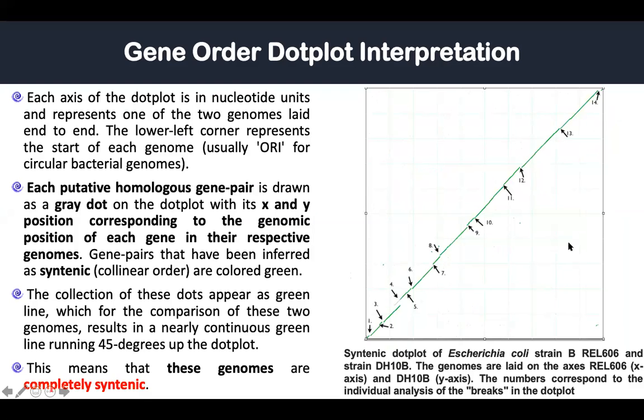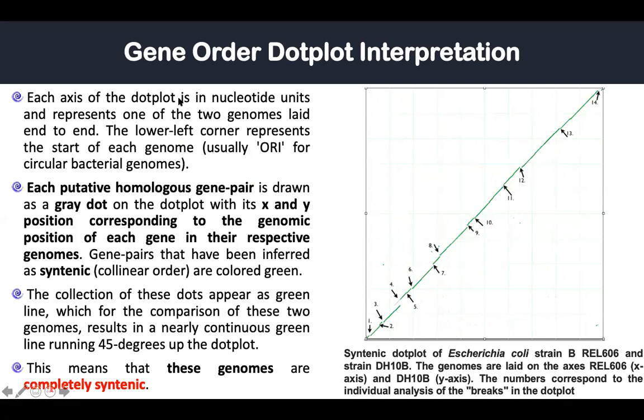Again, this is an example of the same thing, a dot plot. But here, the genomes being compared are an E. coli strain, REL606, and another E. coli strain, DH10B, right? So the x-axis is REL606, and the y-axis is E. coli DH10B. And you can see this is also, again, an almost collinear arrangement. So you have an almost perfect 45 degree diagonal line that you can see here.